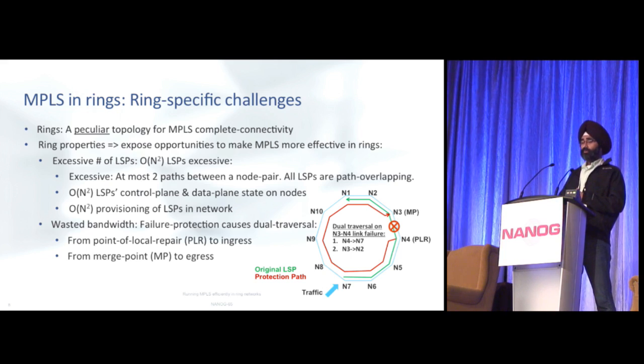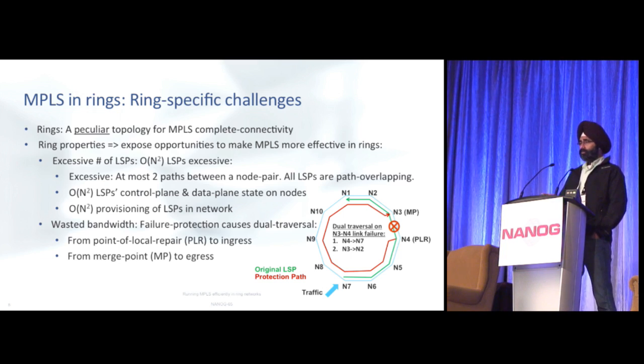Also, if you were to have a failure in your ring, for example, as demonstrated in this picture, if the link between N3 and N4 were to fail, then the green LSP, starting from N7 going to N1, would get rerouted at the point of local repair, which is node N4. The traffic would go back up to N7, and then go all the way up to N3, that being the merge point, and then take what would have been the original path for the LSP up to N1. So essentially, there is double usage of bandwidth between the point of local repair and the ingress of the LSP, and again between the merge point and the egress of the LSP. So this is not very efficient.